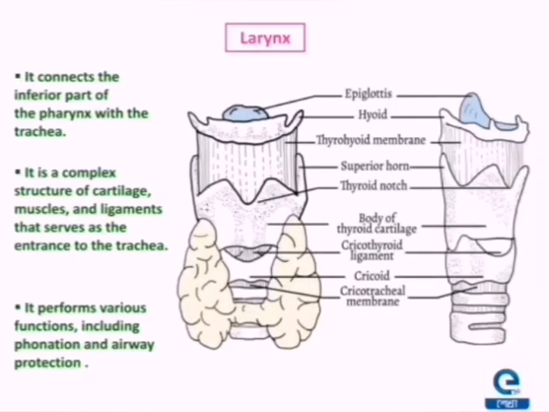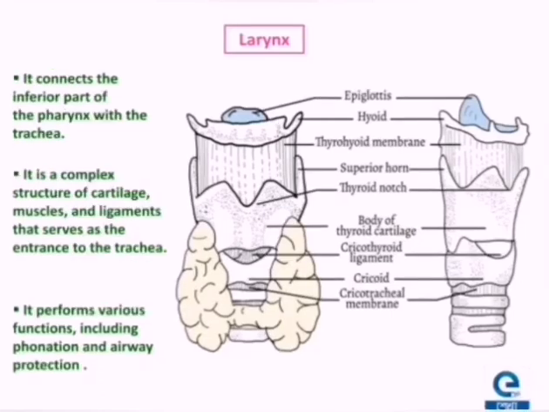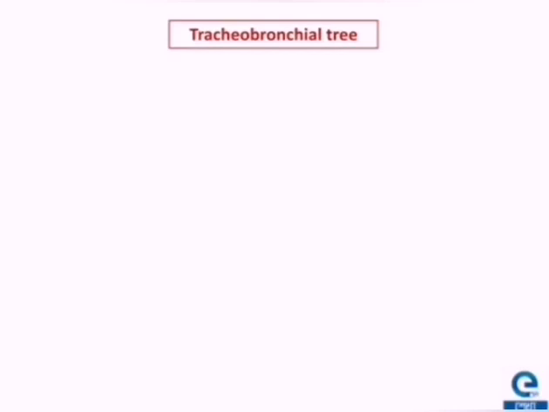Here is the image of the larynx and we can see the parts starting from the epiglottis, hyoid, thyrohyoid membrane, superior horn, thyroid notch, body of thyroid cartilage, cricothyroid ligament, cricoid and cricotracheal membrane. Coming to the next slide, we will learn about the tracheobronchial tree.